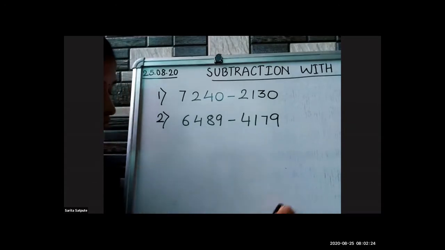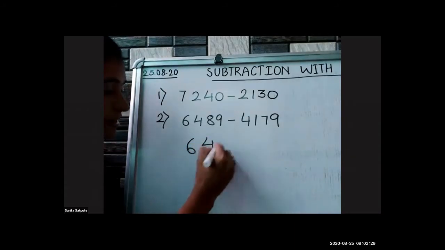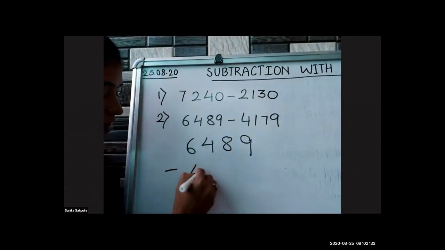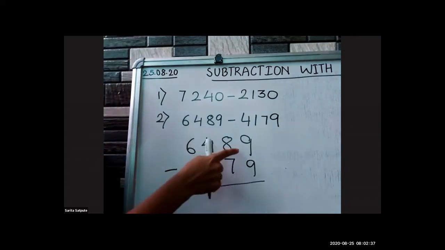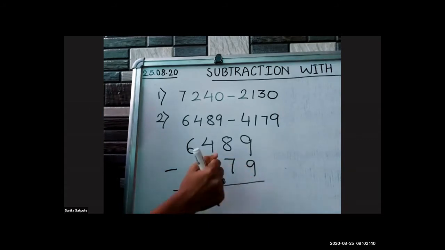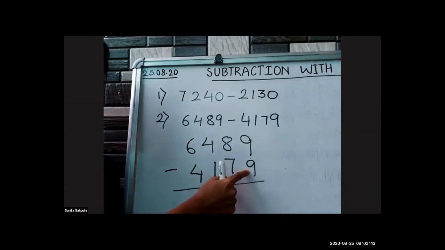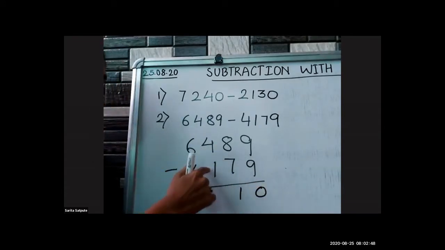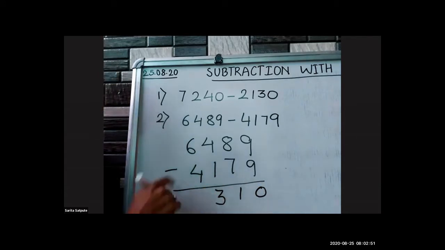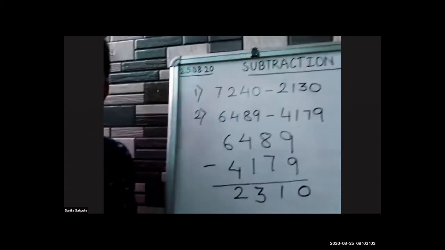Now we will solve the second question, that is 6489 minus 4179. We learned in the last class that when you are subtracting a number from itself, your answer will be 0. 9 minus 9 is 0, 8 minus 7 is 1, 4 minus 1 is 3, and 6 minus 4 is 2. So your answer is 2310. These are the two subtraction questions that we learned.